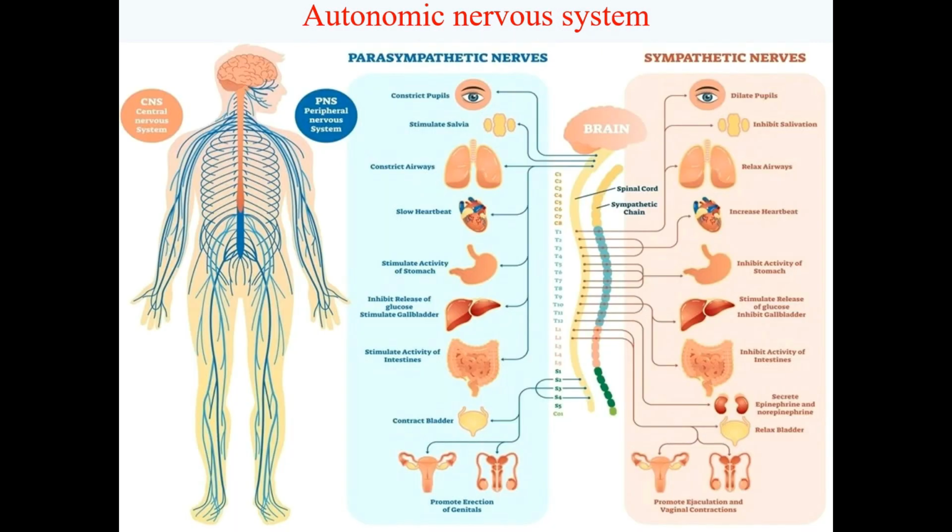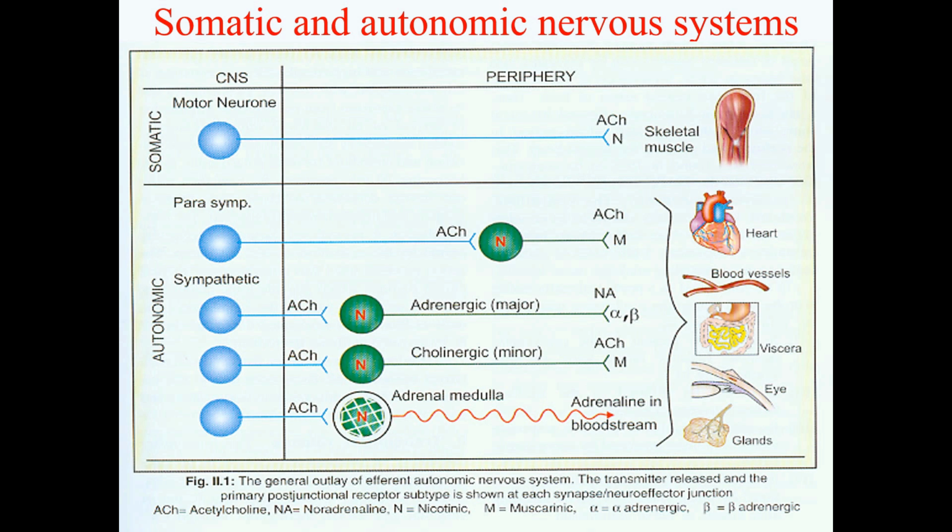On this picture you can see parasympathetic nerves and sympathetic nerves and some of the functions on different organs which they provide. And in here you can see the general outlay of efferent autonomic nervous system. The transmitter released and the primary postjunctional receptor subtype is shown at each synapse near an effector junction. For example, acetylcholine, noradrenaline, nicotinic, muscarinic, alpha and beta receptors. About them we will talk a little later.